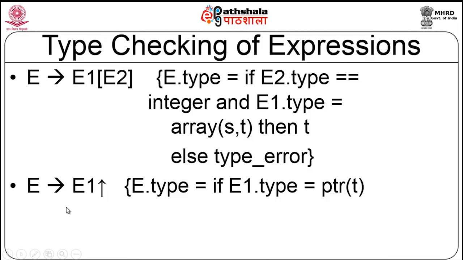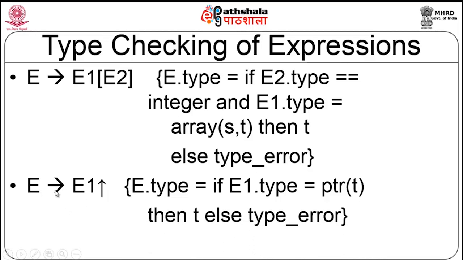Following that, we have E produces E1 up arrow. Now this is Pascal syntax. So the up arrow refers to a pointer variable. So what am I looking at here? If E1.type is equal to pointer of t, pointer of some integer. So for example, if t is of type integer, then the LHS will be of type integer. If this t is of type real, this will be of type real, and so on and so forth. That is where it is pointing to, that will be returned to the LHS variable.